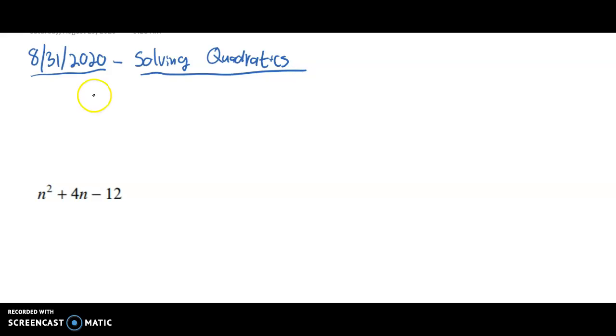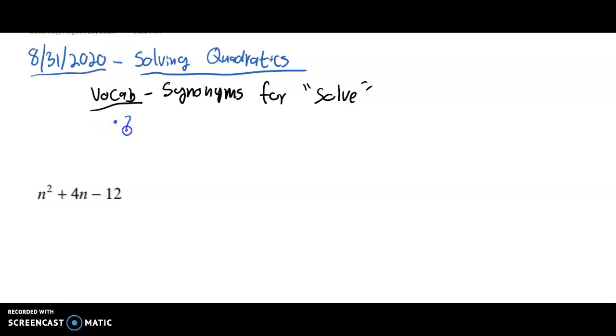I want to start with a vocab reminder from Algebra 2. All of these words are synonyms for solve. So if you see any of these words, they all mean solve. This should be a reminder from Algebra 2. So we've got zeros, roots, x-intercepts, and just plain solutions. Remember to pause whenever you need.